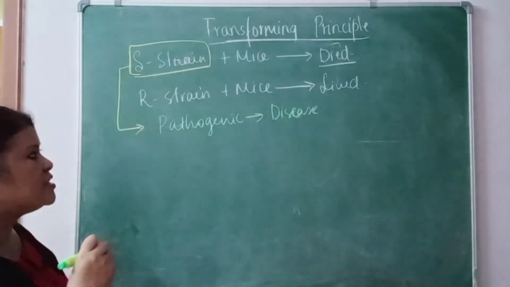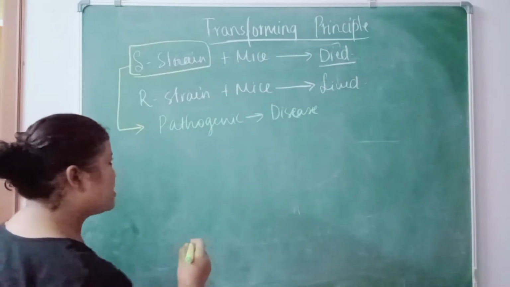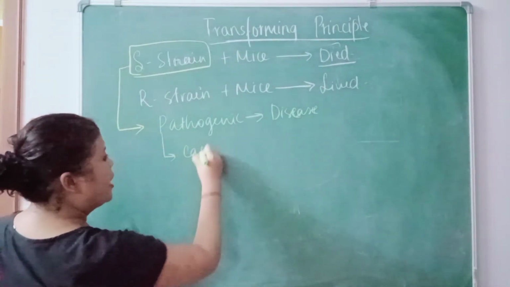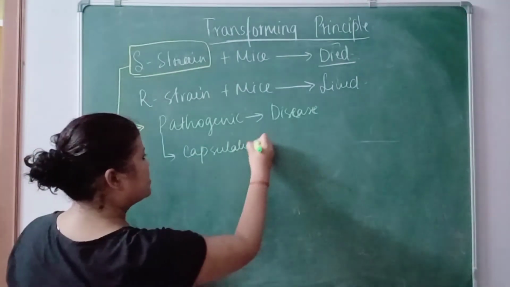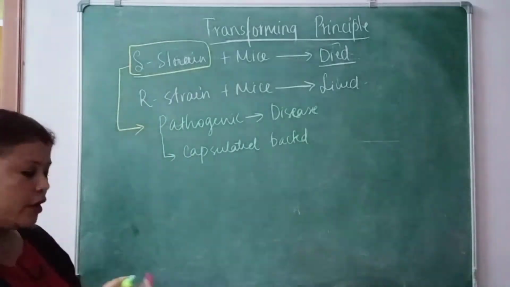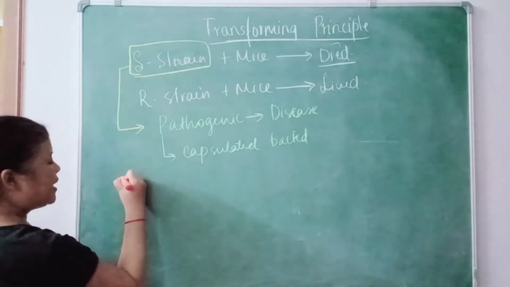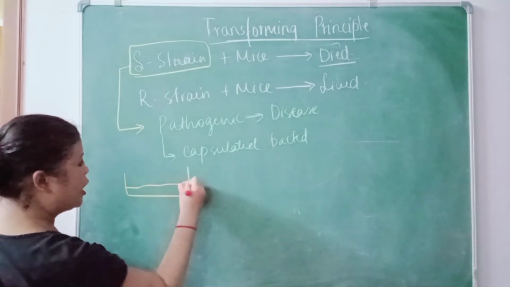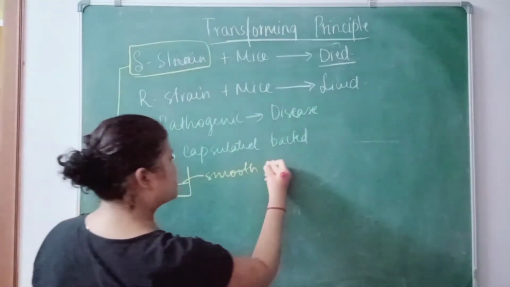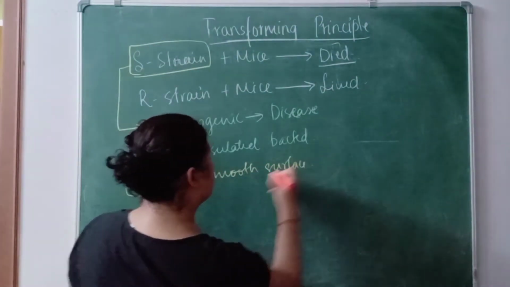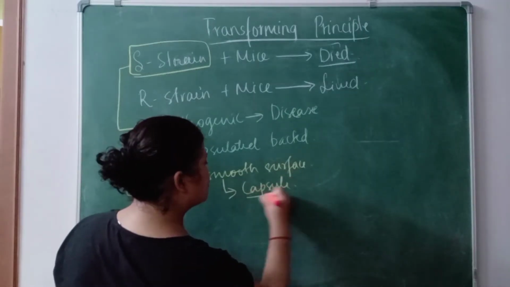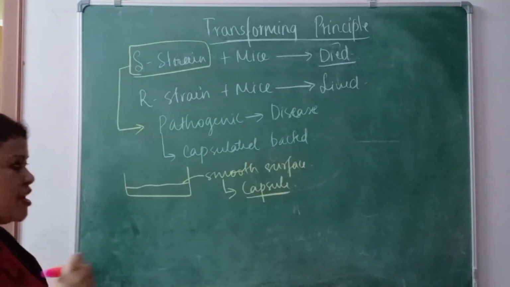Okay, that causes disease. Those bacteria are called pathogenic bacteria. We also have one conclusion. We know that pathogenic bacteria are capsulated bacteria. So he easily concluded that in the petri dish, the smooth surface was the result of the capsules which were formed by the bacteria.